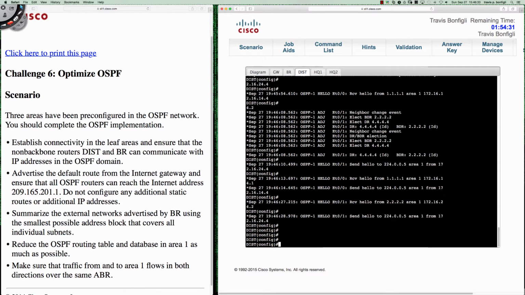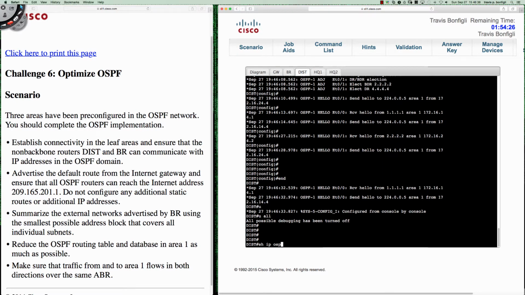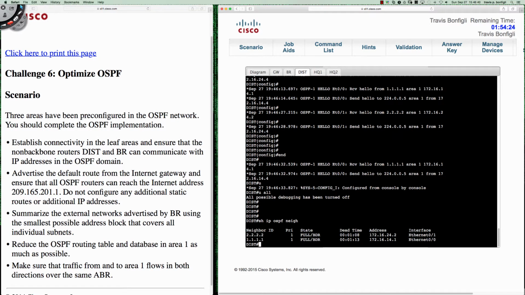From the distribution router's perspective, let's say u all for undebug all. And I'm going to say show IP OSPF neighbors now, to see which neighbors we have. So we've got router 1 and router 2, or HQ1 and HQ2, and we are in a full state, and we see HQ1 and HQ2 as BDRs. The dead time is right around a minute, and that's actually fluctuating. Then we've got the IP address that we can reach those OSPF neighbors on, and the outgoing interface out which I can reach those OSPF neighbors.